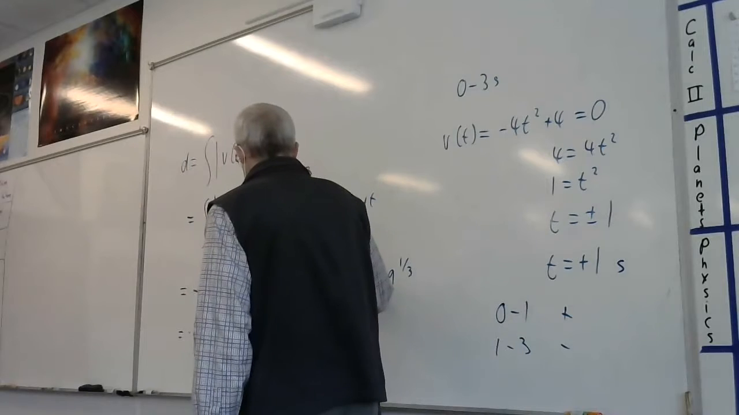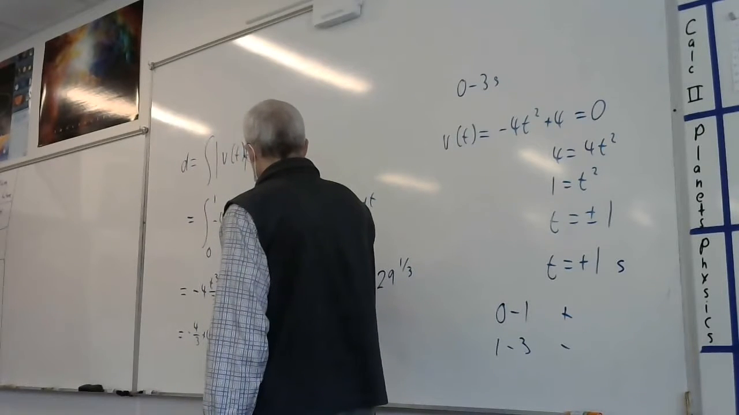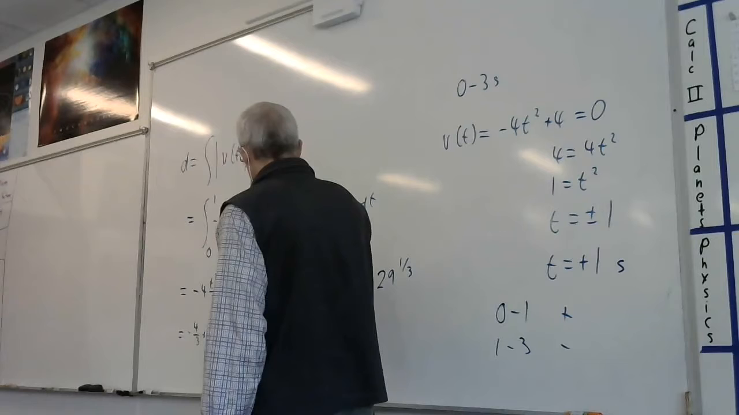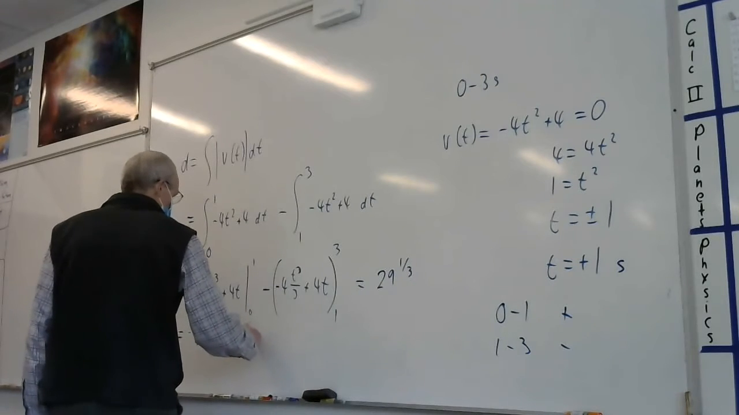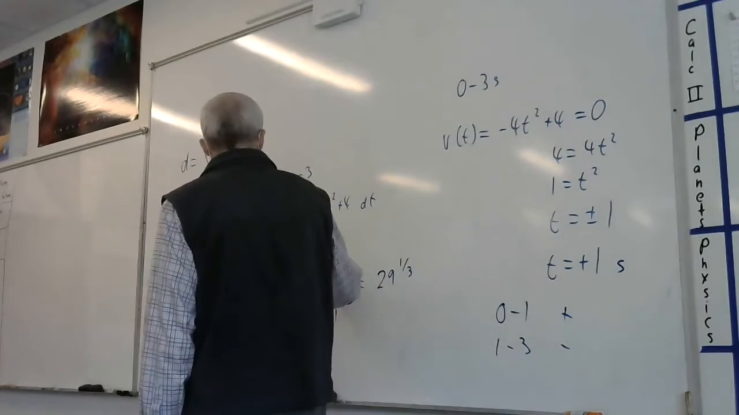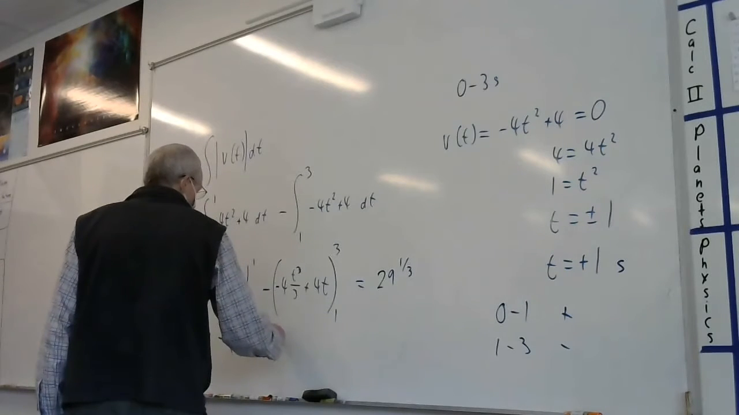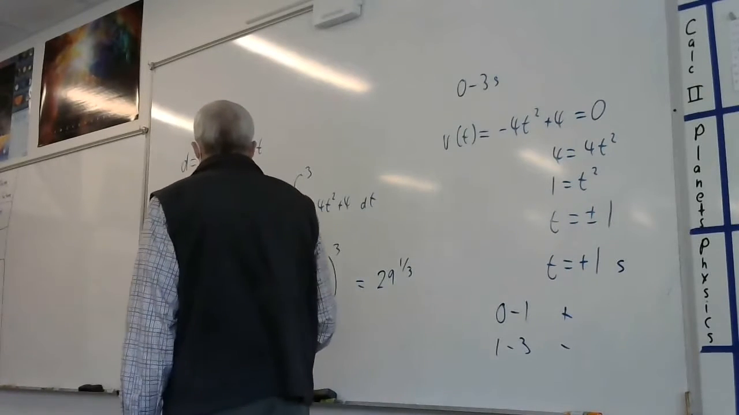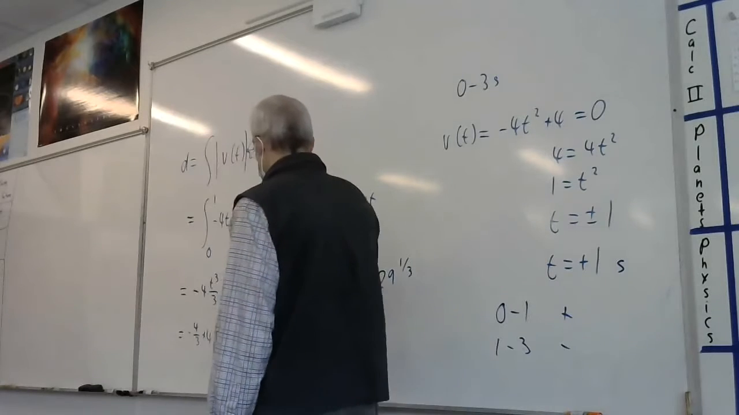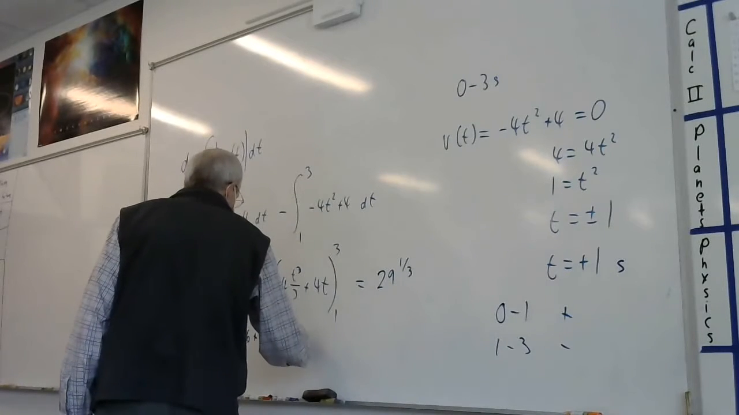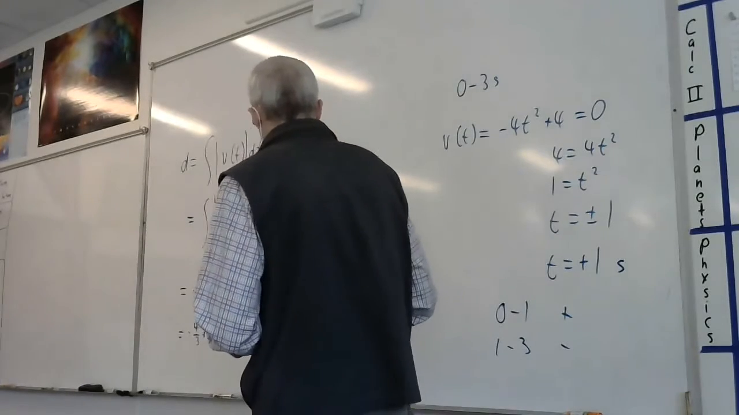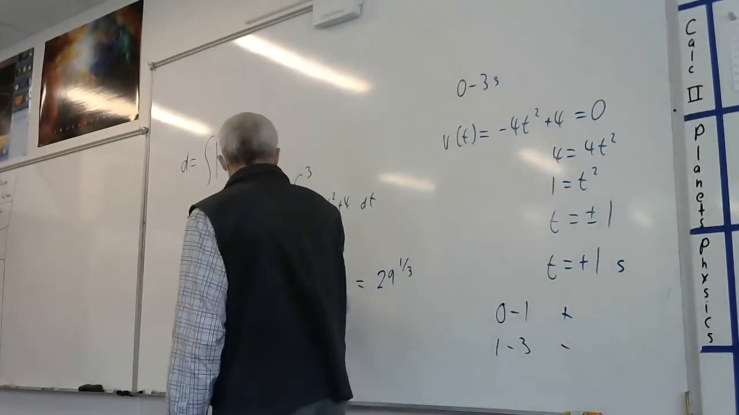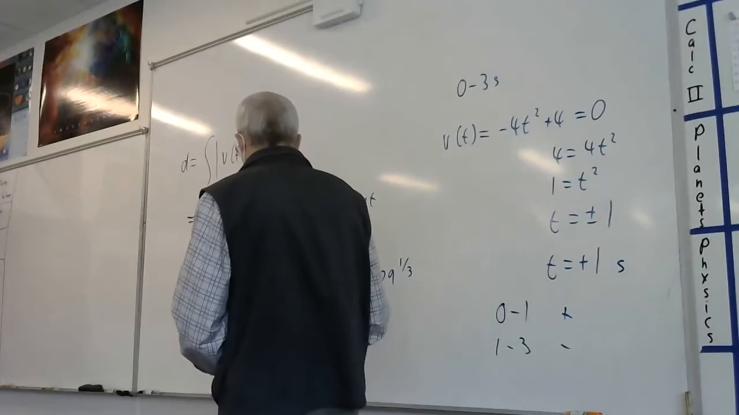plug in 3, t cubed is 27, divided by 3 is 9. So that's just 9 times negative 4, negative 36. So negative 36 plus, plug in 3, 12, minus what you get when you plug in 1. So you plug in 1, you get negative 4/3 plus 4. So you got to be really, really careful, right? So I kept the minus, negative, plug in 3, minus what you get when you plug in 1.